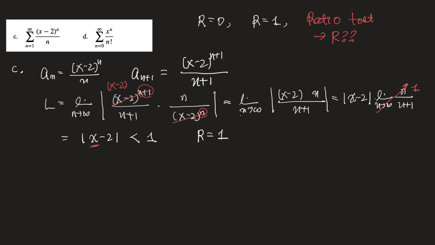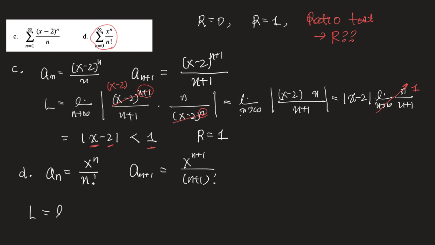X is distant from the center less than 1. That's the radius of convergence, okay? Let's do another one. Here is the D this time. What is AN here? AN is going to be xn over n factorial. AN plus 1 is xn plus 1 over n plus 1 factorial. Okay, so we want to use the ratio test right here.